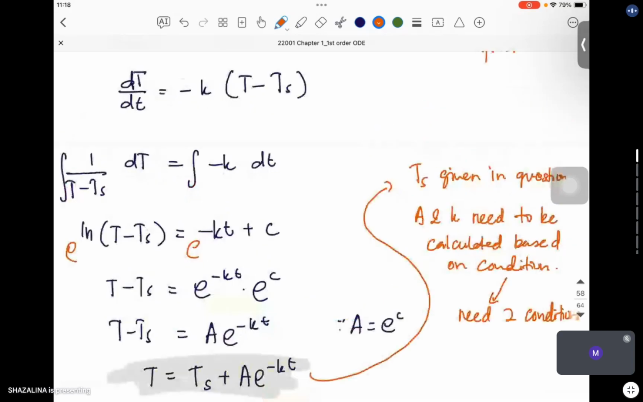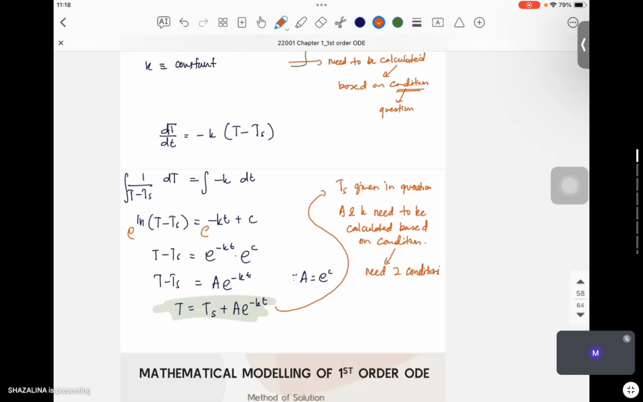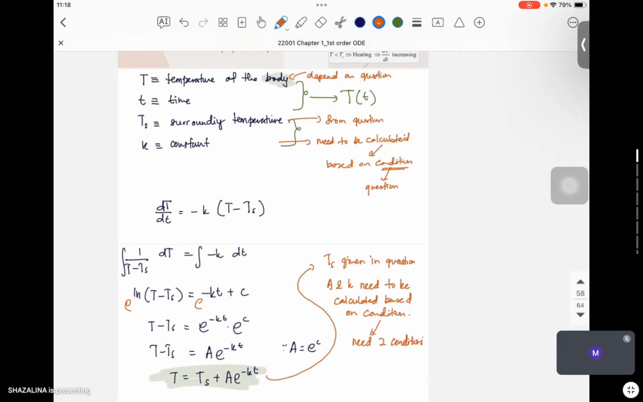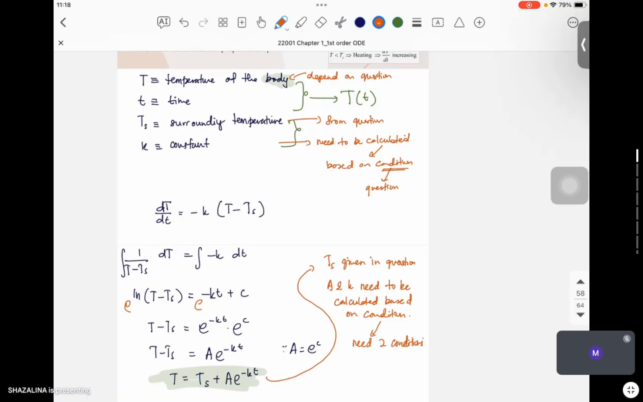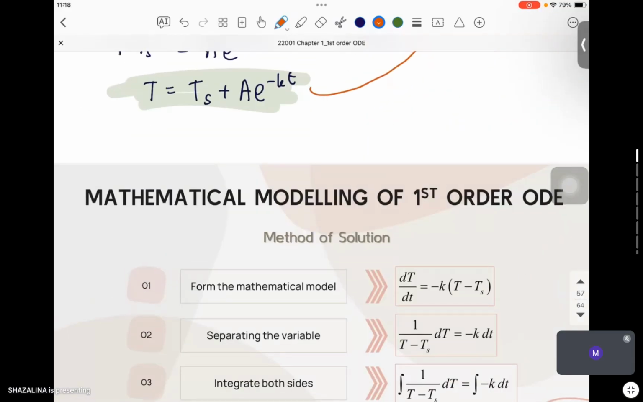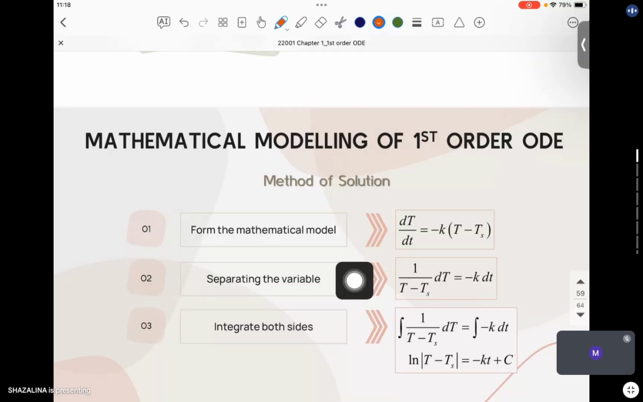Okay, ada soalan tak? Tak ada soalan, saya nak proceed. Yang ni adalah method of solution tadi yang saya buat tu.